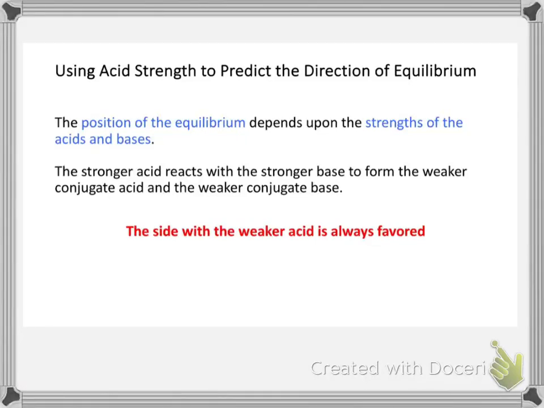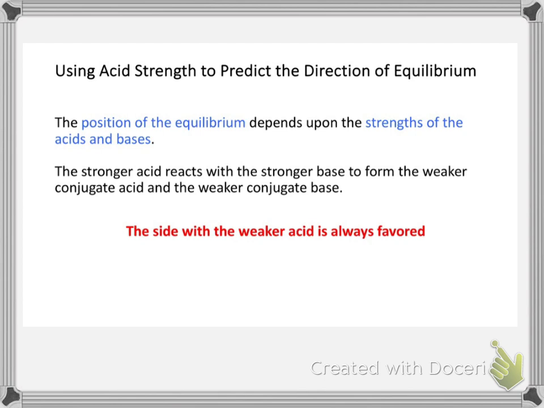So one thing we can do with acid strength is predict the direction of the equilibrium. And this sounds very familiar from when we were talking about Le Chatelier's principle. We talked about equilibrium, which is when the forward and reverse reactions are going at an equal rate. And equilibriums can favor the left, which would be the reactants, or the right, which would be the products.